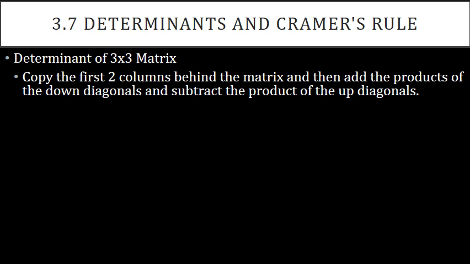This year you're going to learn a shortcut way for finding the determinant of a 3 by 3 matrix. You take the first 2 columns and you copy it behind the matrix, then do the products of the down diagonals and the products of the up diagonals. The down ones get added together, the up ones get subtracted. For example, take the first 2 columns and copy them behind the matrix.